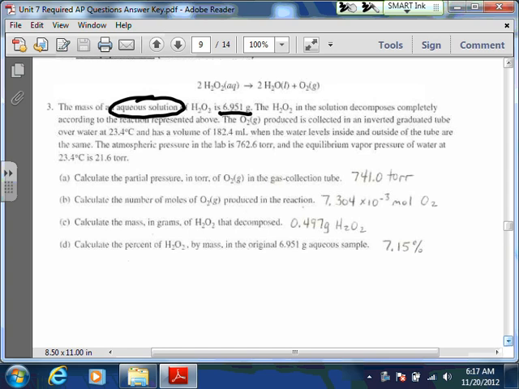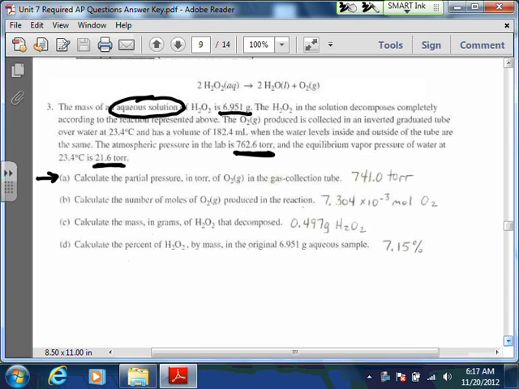And so this is a gas collected over water, so we're going to have to subtract the vapor pressure of the water, which is what they have you do for part A on this one. Okay, so to calculate the partial pressure, you just take the total pressure, atmospheric pressure for that day, and you subtract the water vapor pressure, and that's going to give you 741. Then you're going to calculate the number of moles of O2 that get produced here.